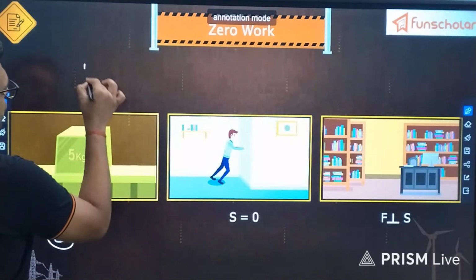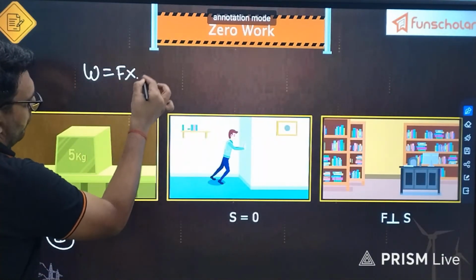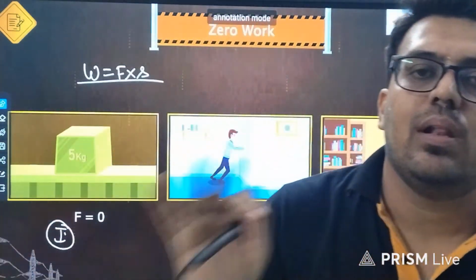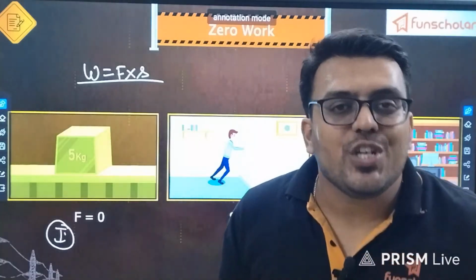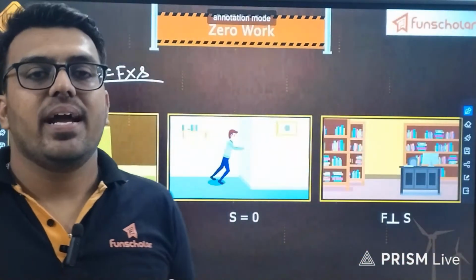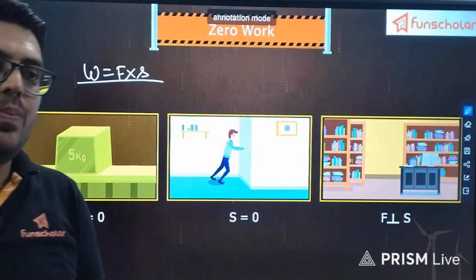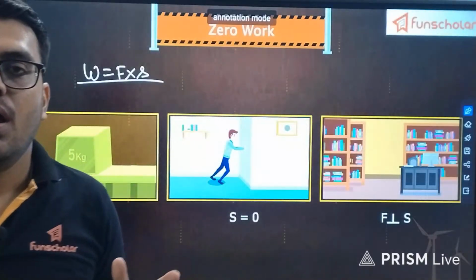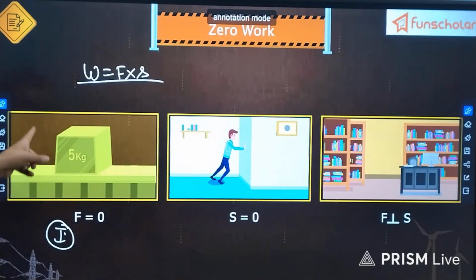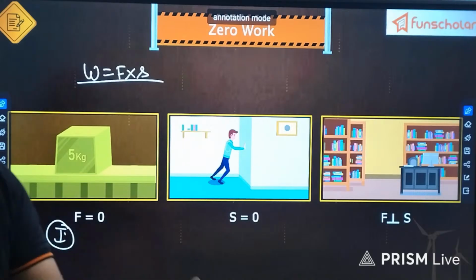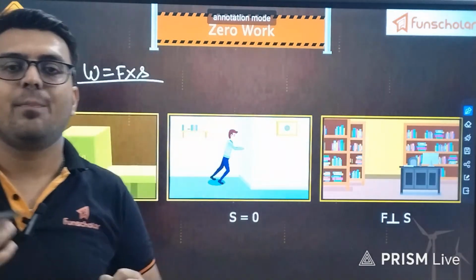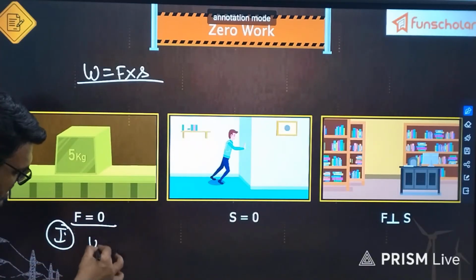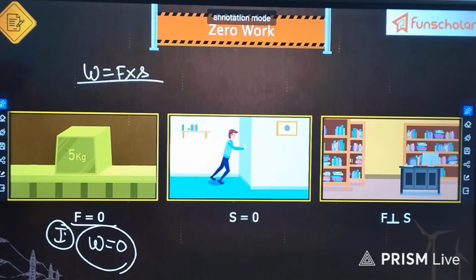We have said work requires two quantities, force and displacement. What if there is no force at all? There is no question of work because you have not applied the basic thing that needs to be applied for an object to move, that is force. So if the force is zero, there is no concept of work. So suppose this block of 5 kg is resting somewhere, but no force has been applied on this block. In this particular block, the force is zero, so obviously work will be zero as well.